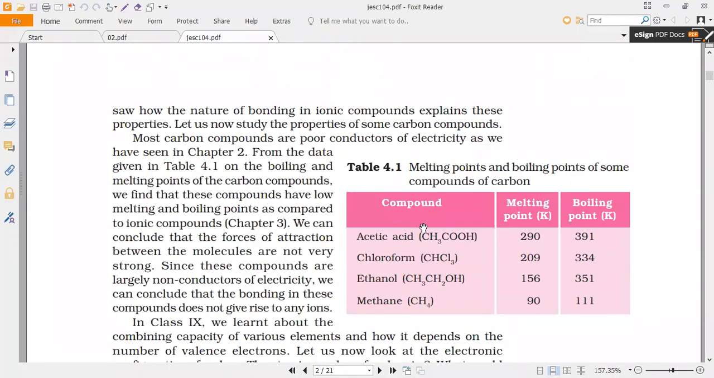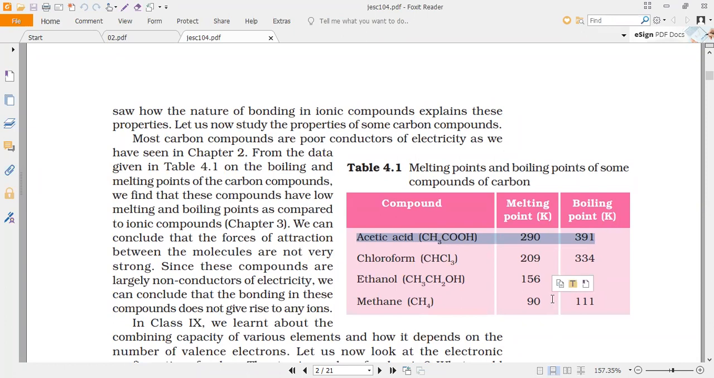So in our book, in the first page after the tabular column, this tabular column is also very, very important. The melting points and boiling points of some compounds of carbon are given: acetic acid, also called ethanoic acid. Please remember the melting and boiling points are given in Kelvin. The same for chloroform, ethanol and methane. See how they have low melting points and boiling points because of only one reason. What is the reason behind it?